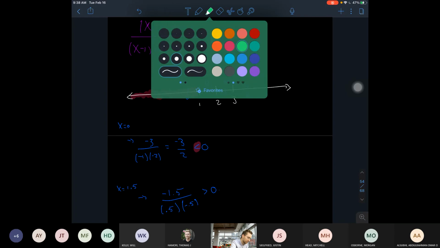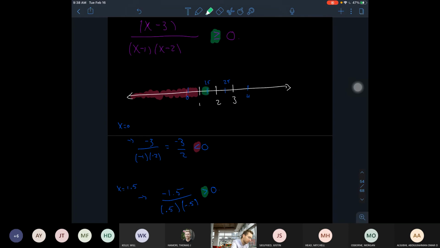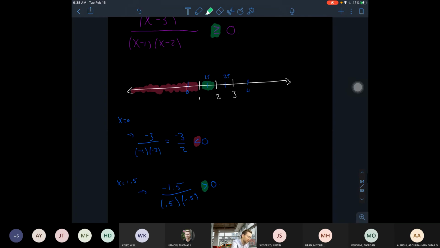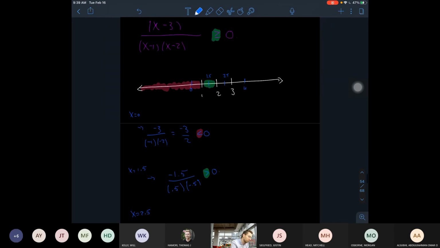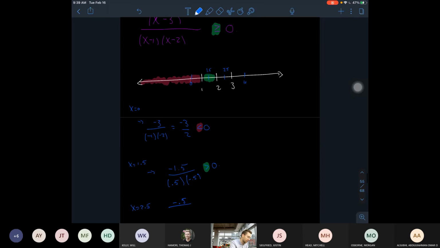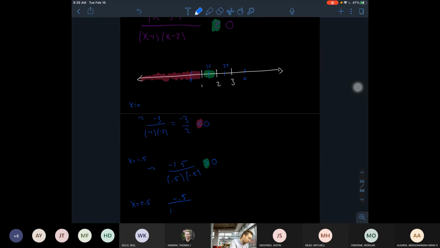So this region is good. We got something which is larger than 0. Now we try 2.5. I'm just plugging into my rational expression here. I get negative 0.5 on top. The denominator, I get 1.5 times 0.5. So I have a negative number divided by a positive number. I get something which is less than 0. So this region is no good. I have a less than 0. That's not what I want.